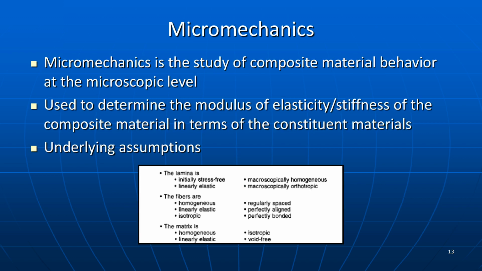Micromechanics is the study of composite material behavior at the microscopic level. It is used to determine the modulus of elasticity and/or stiffness of the composite material in terms of the constituent materials. The underlying assumptions are provided on this page for the viewer to read and review.